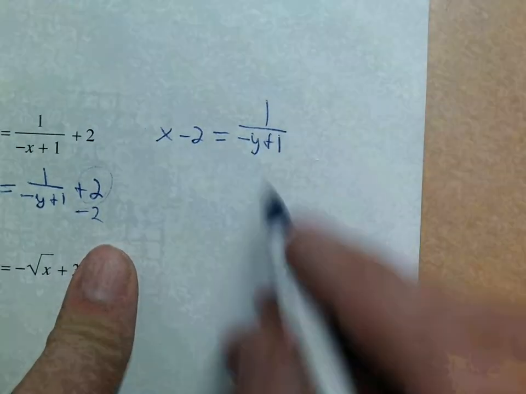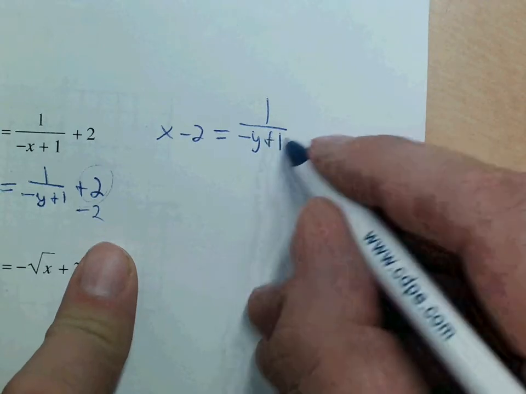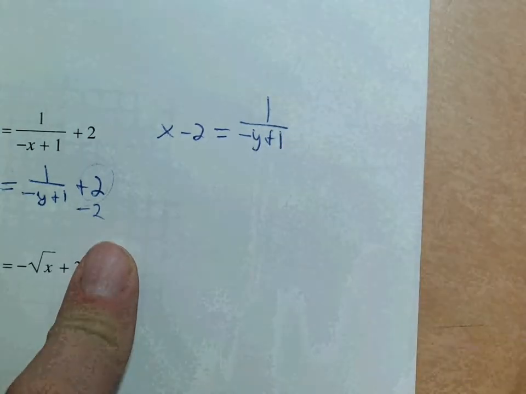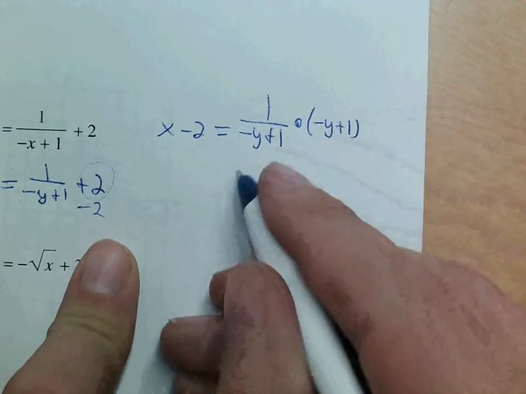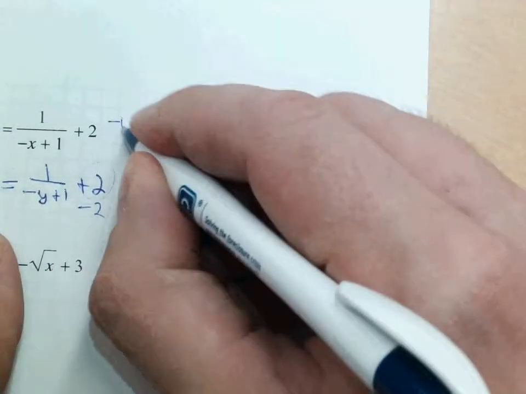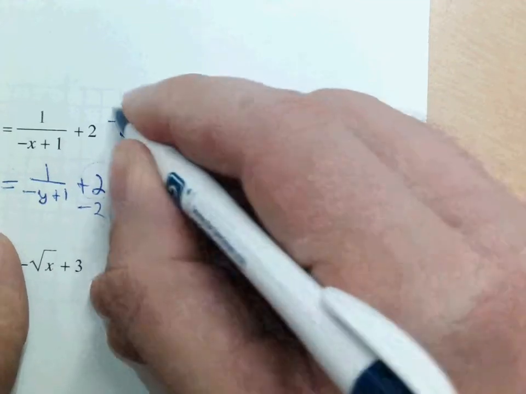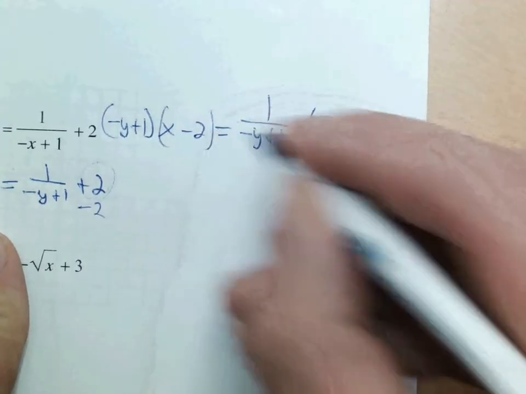We're trying to get y by itself, but it's in the denominator. And so since 1 is being divided by negative y plus 1, we are going to multiply by negative y plus 1 to undo the dividing by it. We're going to have to multiply by the same thing on the other side. So we're going to multiply by negative y plus 1 on both sides.